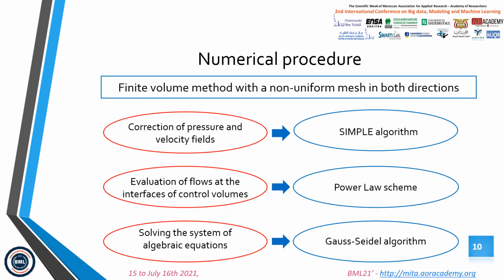The finite volume method is used to discretize the equations of the mathematical model. The pressure-velocity coupling is solved by the SIMPLE algorithm. The power law scheme is adopted for convection diffusion coupling. A tridiagonal matrix algorithm is used to solve the system of algebraic equations line by line with an iterative procedure until the convergence criterion is satisfied.